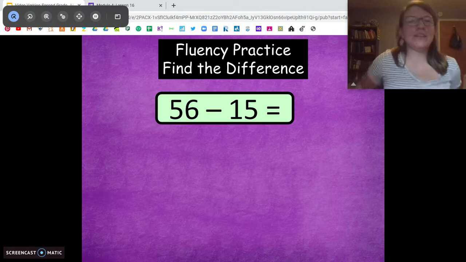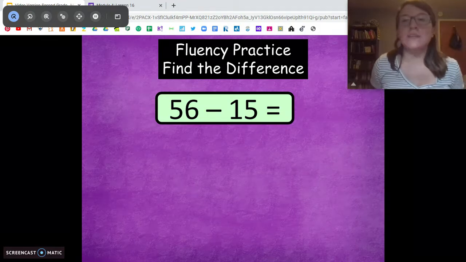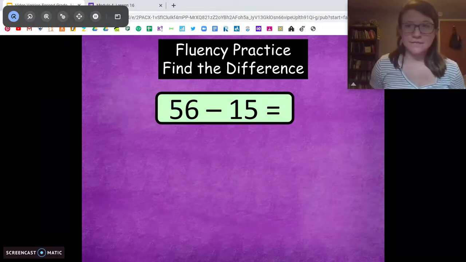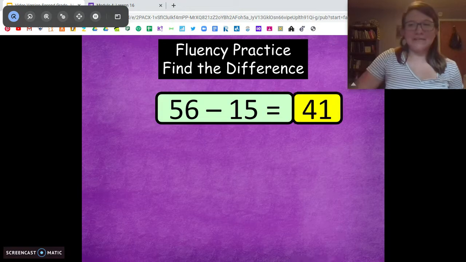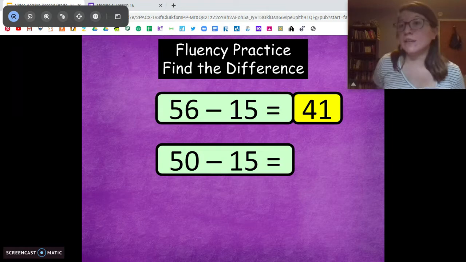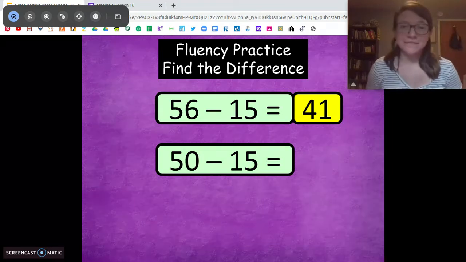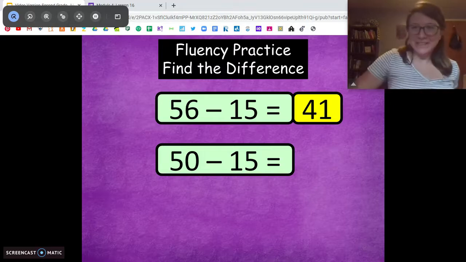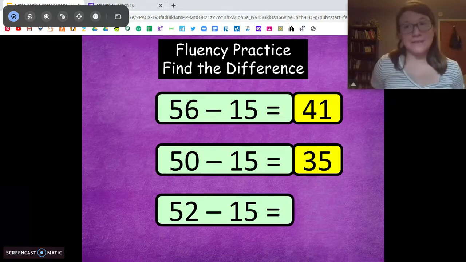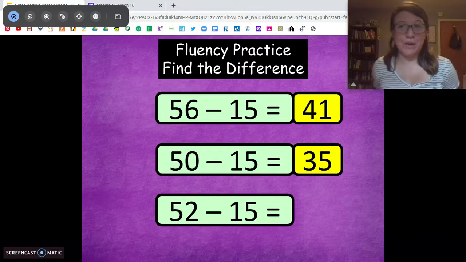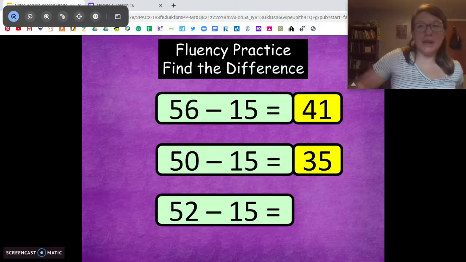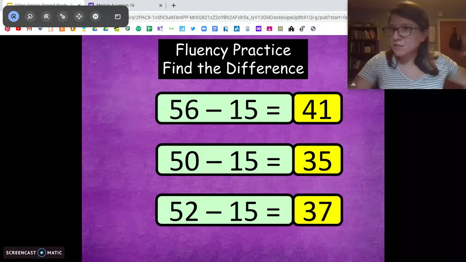Good job. All right, try this one. 56 minus 15. Pause and solve with whatever method works for you. Got it? Did you get 41? Good job. All right, try this one. 50 minus 15. Use what you know. Pause and solve. You should have gotten 35. Good job. Let's do another one. 52 minus 15. Use what you know. Use the other two problems to help you. Did you get 37? Yeah, you're awesome.